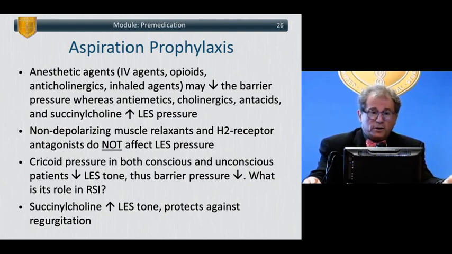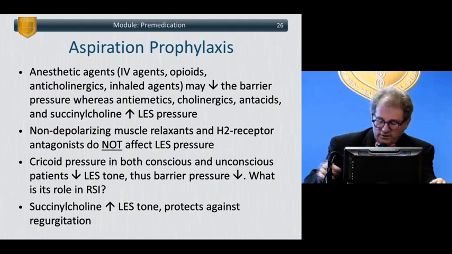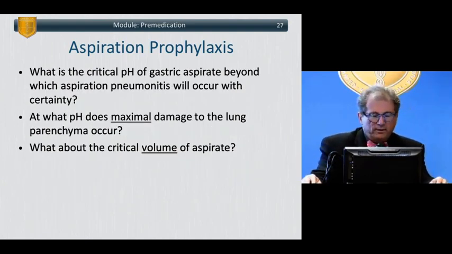So if cricoid pressure is not properly applied or positioned, it's possible that you may have more regurgitation that passes by the cricoid pressure, leading to aspiration when it is applied. Succinylcholine increases lower esophageal sphincter tone primarily by its effect on the skeletal muscle in the diaphragm.